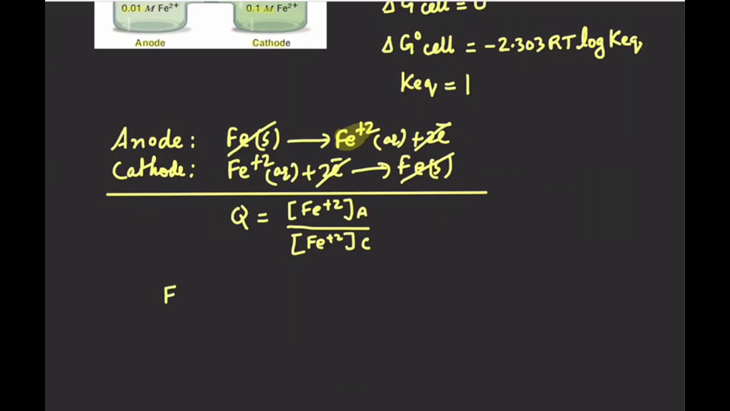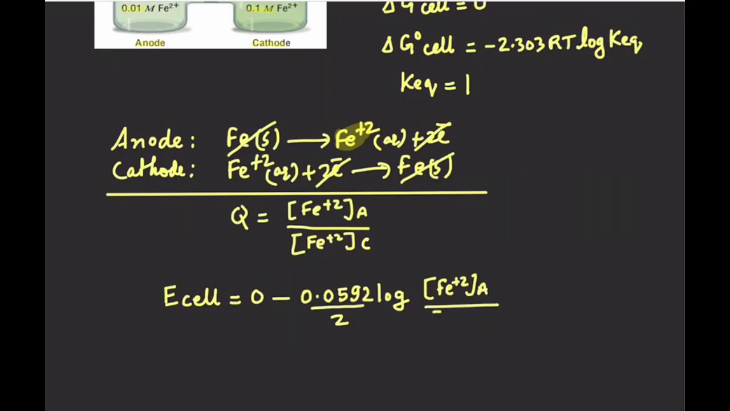So by using Nernst equation we can write that EMF of this cell is equal to E naught of the cell, which will be 0, minus, if the temperature is room temperature, 0.0592 upon the number of electrons participating in this reaction, which is 2, times log of reaction quotient, that is concentration of iron plus 2 ion at anode upon concentration of iron plus 2 ion at cathode.